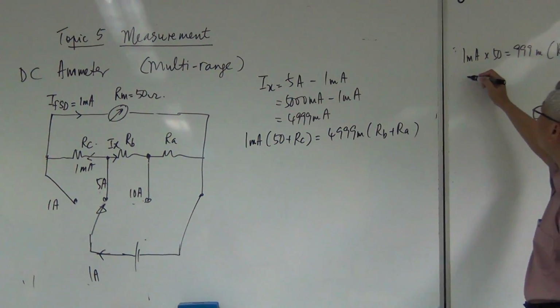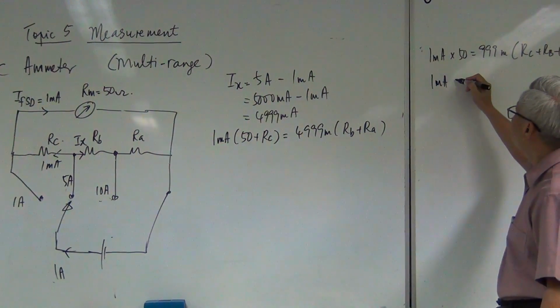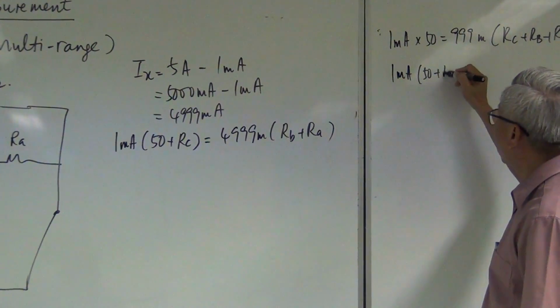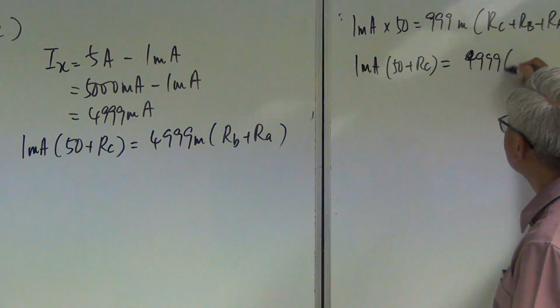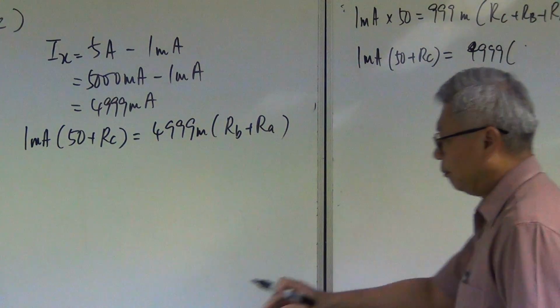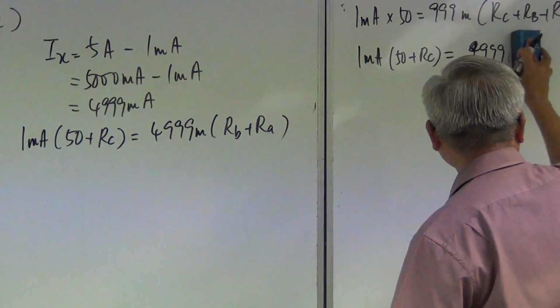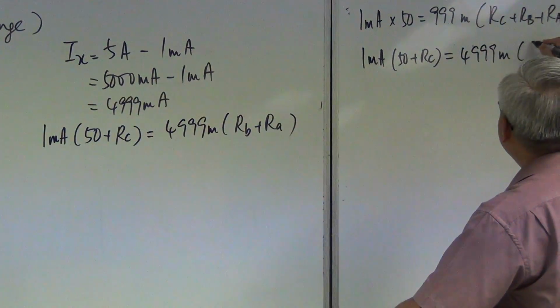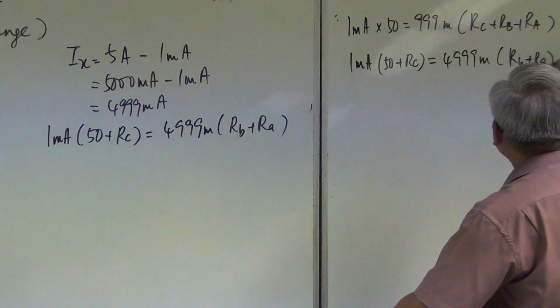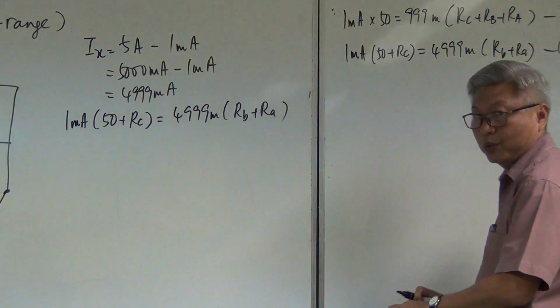Let me transfer it up here. So 1 milliamp multiply 50 plus RC equals 4,999 milliamp multiply RB and RA. Right, so that will be my equation 2.